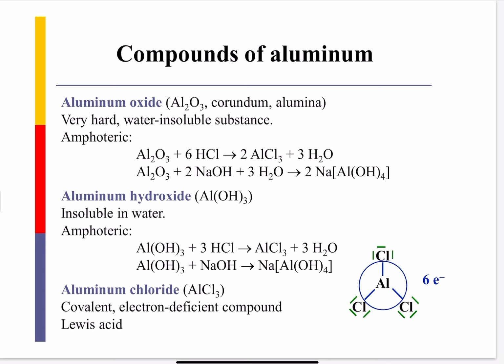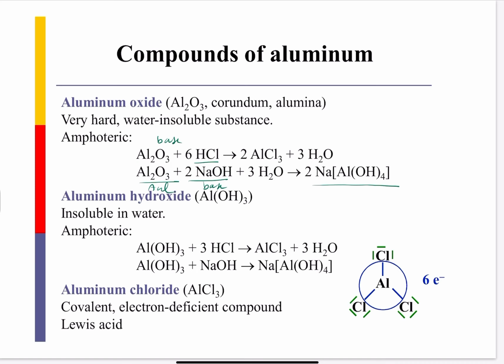It can react with acid and base. Here HCl is the acid, here is the base, and it produces aluminum chloride with water. But because aluminum hydroxide is a base, aluminum oxide acts as the acid, and with water again produces sodium tetrahydroxoaluminate. Aluminum hydroxide also is insoluble in water. It is a basic compound, okay, and it is amphoteric.